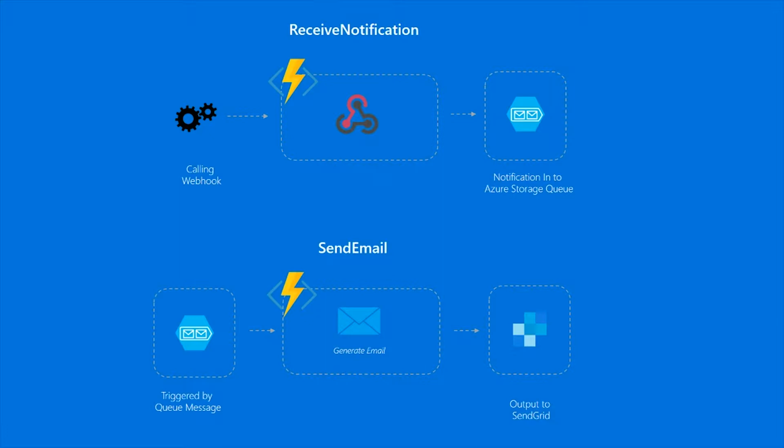This is a graphical overview of what we are going to build today. First, the receive notification function, which is a webhook triggered function, gets triggered by a third-party service and it will process the incoming payload and put a message onto an Azure storage queue. This queue message will trigger the send email function, where the send email function will process the message from the queue and it will generate the email. Then it will use the SendGrid output binding that has built-in support in Azure Functions to send out the email to the recipient.